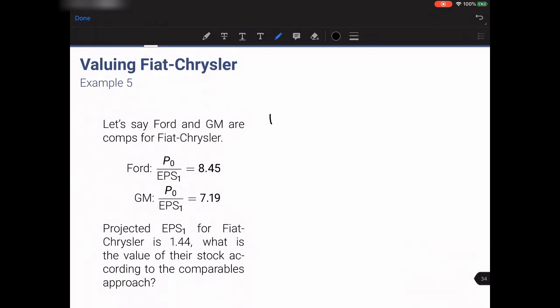Taking an average is simply adding these two PE ratios and dividing by 2, which will give us $7.82. In step 4, we will multiply this average PE ratio by the projected EPS. So in the question, the projected EPS for Fiat Chrysler is $1.44. What is the value of their stock according to a comparables approach?